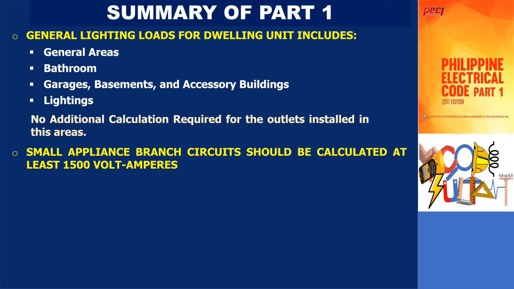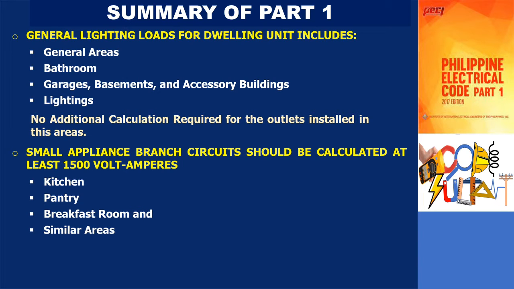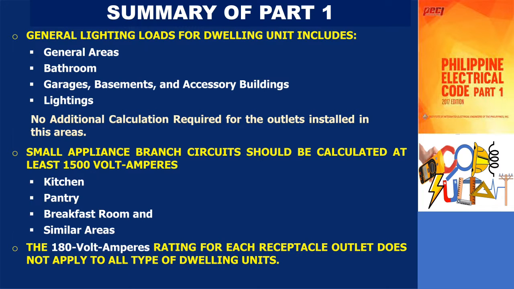When it comes to small appliance circuits installed in areas like kitchens, pantries, breakfast rooms, and similar spaces, they must be calculated at a minimum of 1500 volt amperes. The 180 volt amperes rating for each receptacle outlet does not apply to all types of dwelling units.